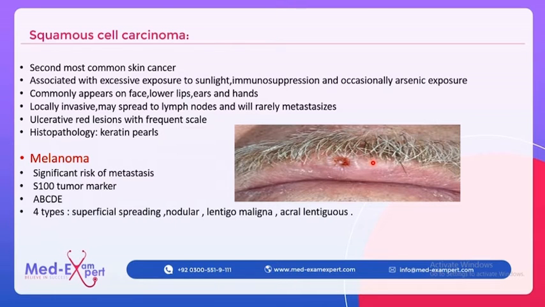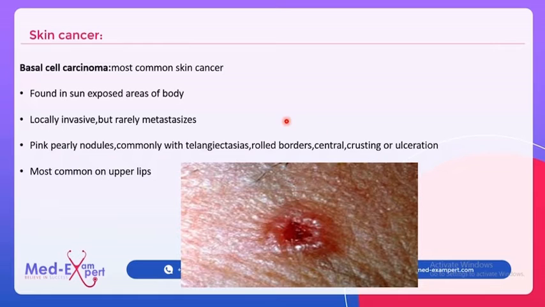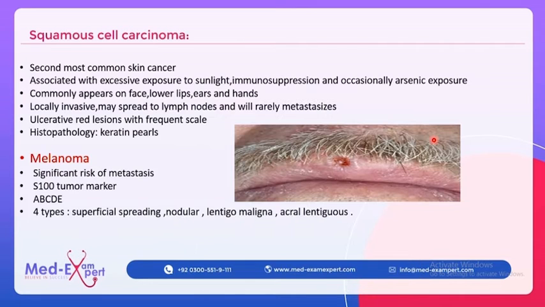So for basal cell carcinoma, there are pink pearly nodules with telangiectasias, rolled border, and central crusting or ulceration, whereas for squamous cell carcinoma there are keratin pearls.